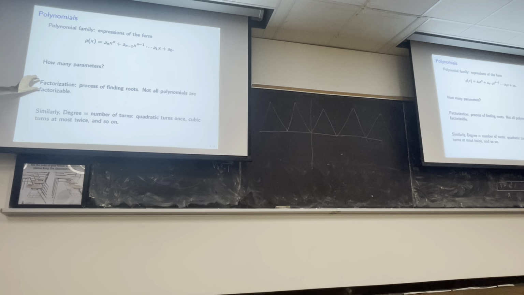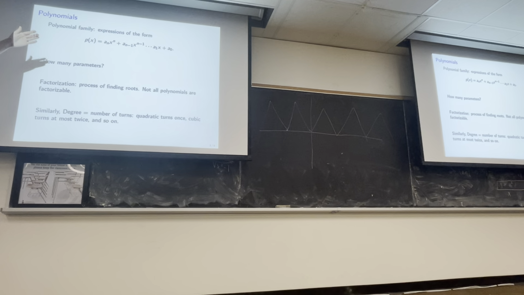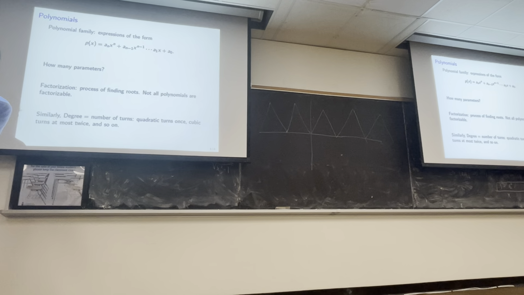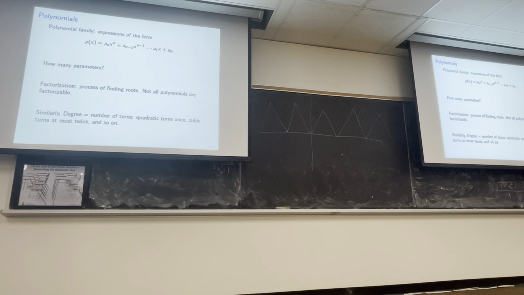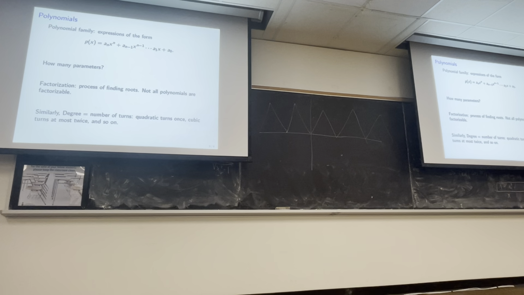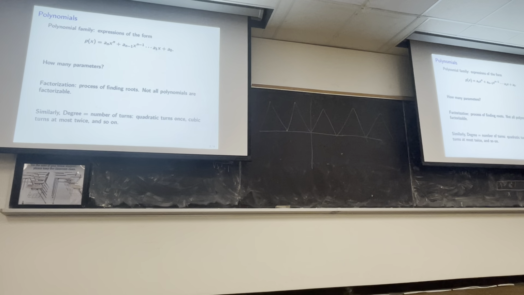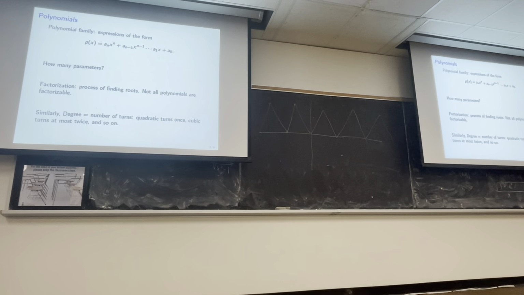So factorization is inherently related to the degree in some sense, and similarly, the degree is graphically the number of turns that your polynomial will do. An x squared turns once. Minus x squared turns once. X cubed turns at most twice, or once. X to the 4.